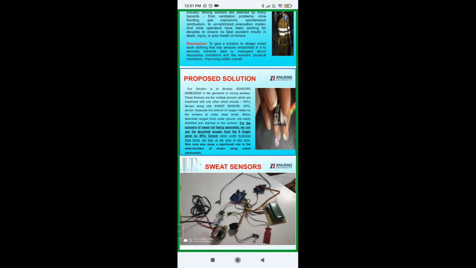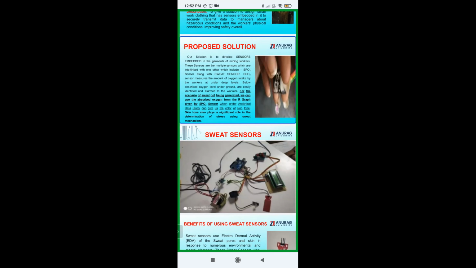By this, we can get the sweat elements of the people. The sweat contains ammonia, potassium, sodium, and creatinine. By counting the values of these variables, these minerals present in the sweat, we can determine whether the person is perfectly fit or not.